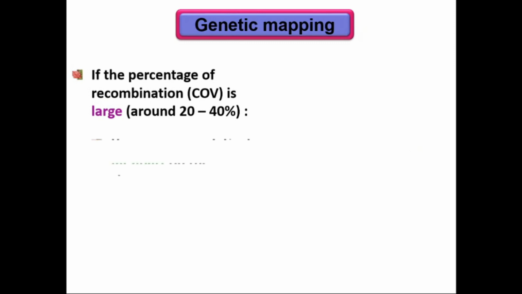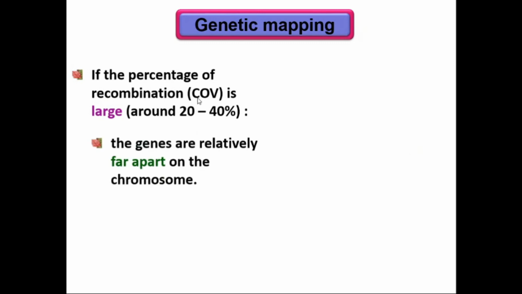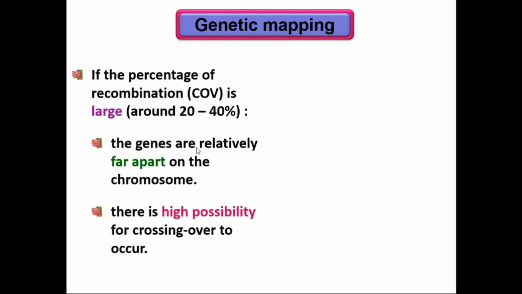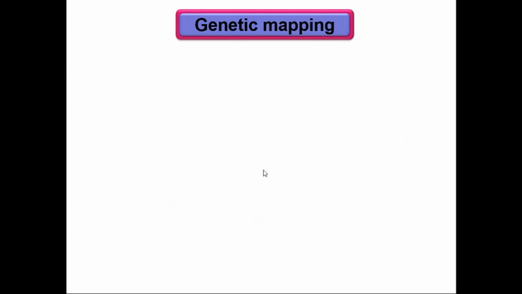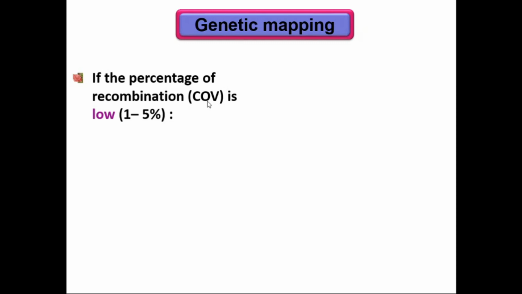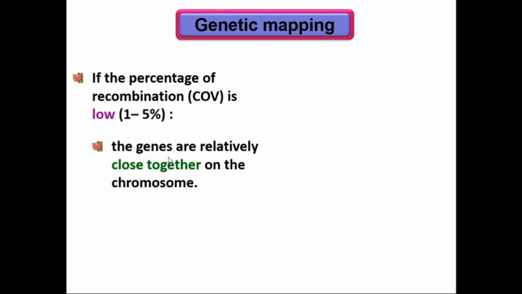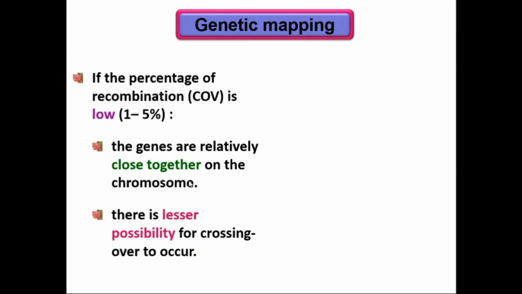If the percentage of recombination, the COV value, is large, around 20 to 40%, the genes are relatively far apart on the chromosome. Since they are far apart from one another, there is a high possibility for crossing over to occur. But if the COV value is low, around 1 to 5%, the genes are relatively close together on the chromosome. Since they are very close together, there is a lesser possibility for crossing over to occur.